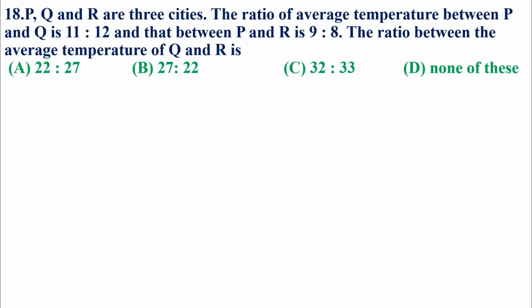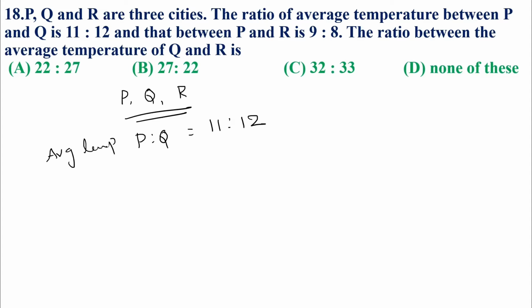18th one. Okay, fine. There are 3 cities: P, Q, and R. What they have given: the ratio of the average temperatures between P and Q, so P is to Q, is given as 11 is to 12. And the average temperature between P and R is given as 9 is to 8.